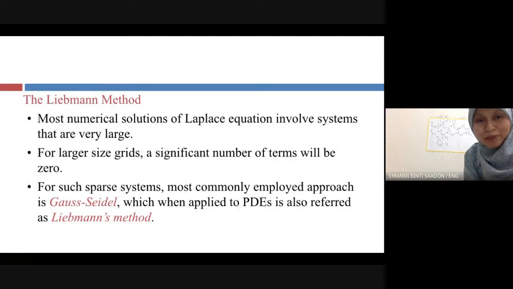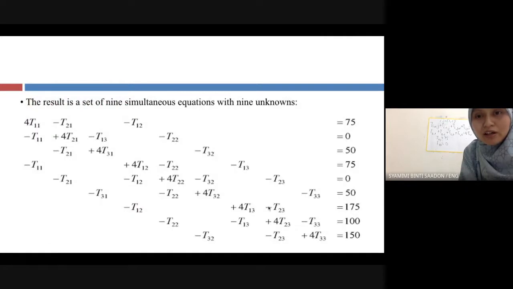Okay, Liebman method. Liebman method is actually the Gauss-Seidel method, so it's nothing new. Most numerical solutions of the Laplace equation involve systems that are very large. This example is just 9, but sometimes you can have much larger systems. For larger grids, a significant number of terms will be 0. It means that if you have more unknowns, we will have more zeros.